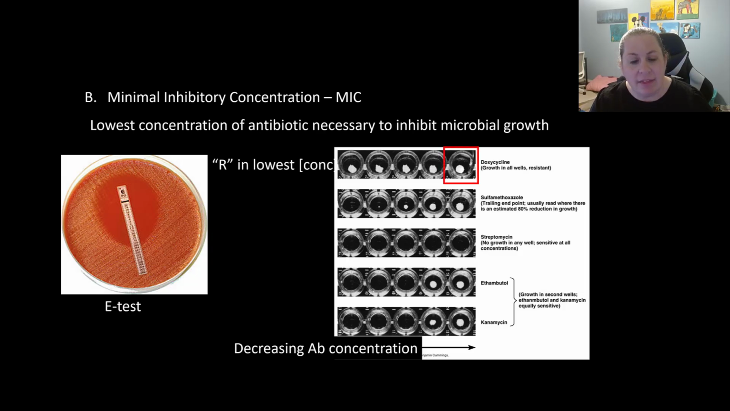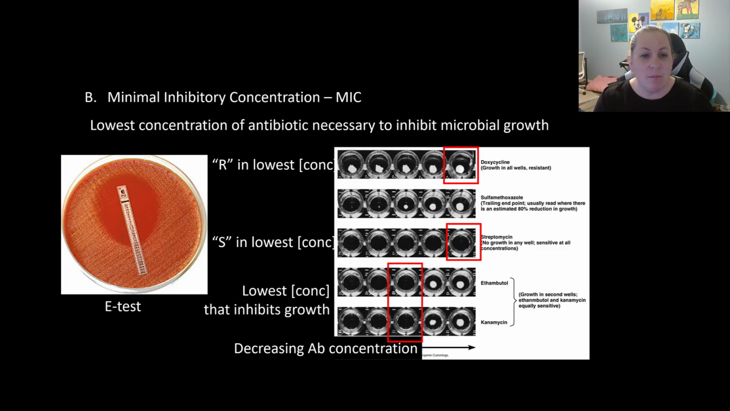Okay, so if you look here at the doxycycline, you see there's growth at all the levels. So there's growth in all the wells, so it's resistant to that. Okay, so doxycycline is not the antibiotic you would use for this particular bacteria. If you look here at streptomycin, there's no growth in any of the wells, so they're very sensitive to this one, and so you could use the lowest dose. Whereas if you look at the others down here at the bottom, you can see there's no growth in the first three, but there's growth in the last two. This shows you that there is a level that you have to get up to in order for it to be effective. And so this is the idea of giving us that lowest concentration.